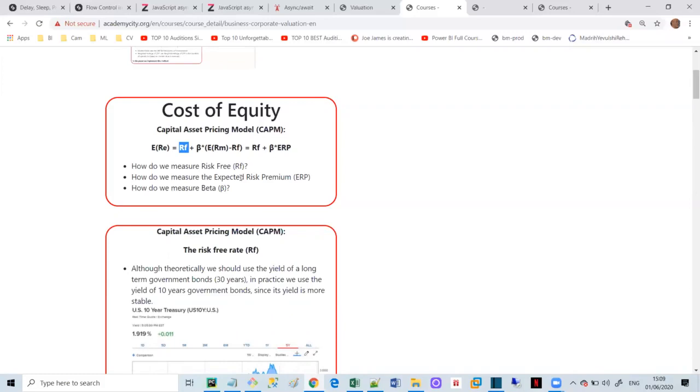Exactly. Is that treasury bonds? Should that be maybe long-term bonds? Should it be government bonds for 10 years? What about if I have a business in Greece? Should I use government bonds of the Greece government, or should I use the US?